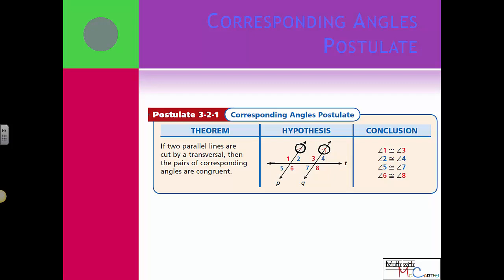Then T right here is my transversal. So I have 2 parallel lines cut by a transversal. Then what we can automatically assume is that the corresponding angles are congruent. So 1 is congruent to 3, 5 is congruent to 7, 2 is congruent to 4, and 6 is congruent to 8. That only happens if the lines are parallel. So that's the corresponding angles postulate.